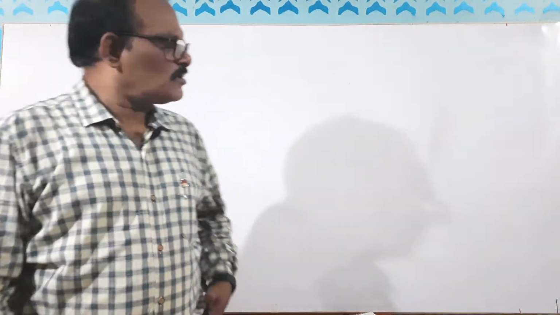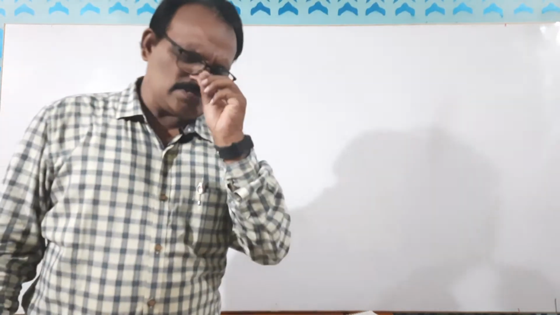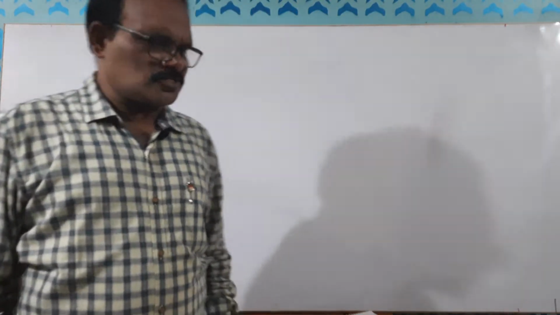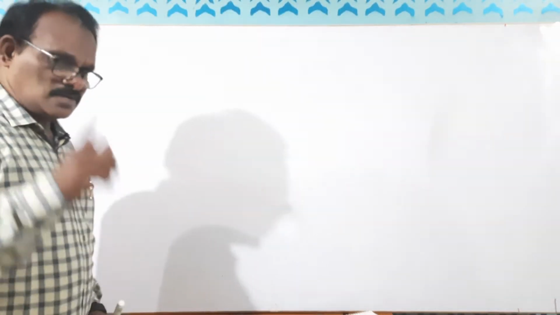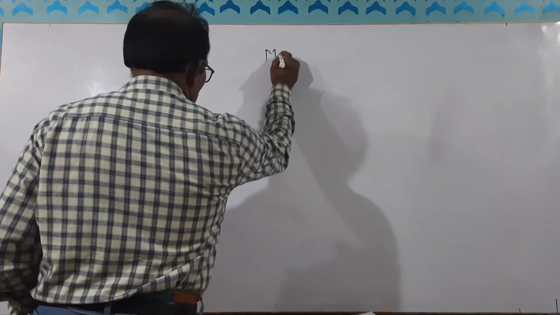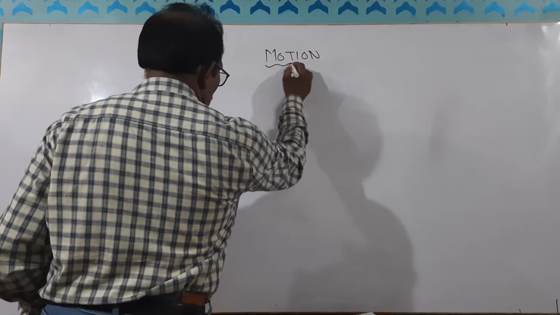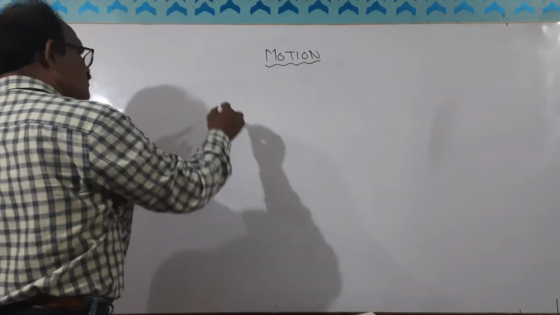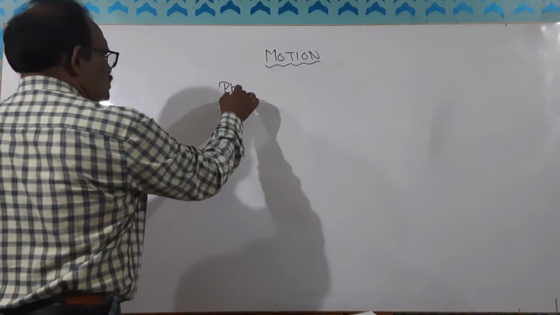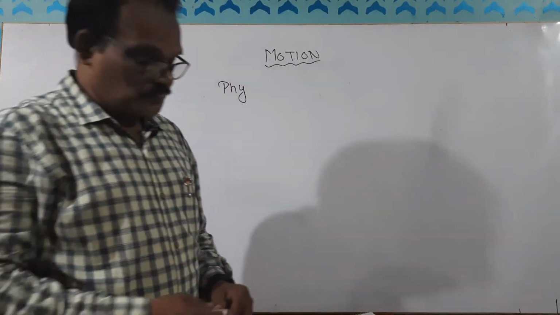Today we will go for class 9 science physics part. Class 9 physics, chapter number 1 is motion. So before I go to teach you about this motion, first of all we will see what is physics. What is physics?